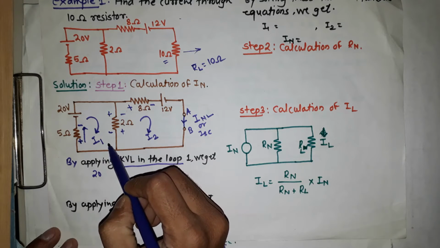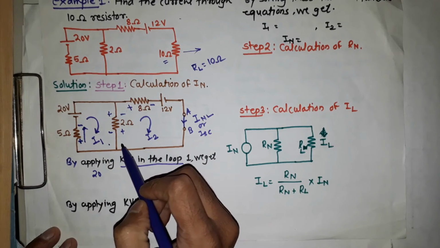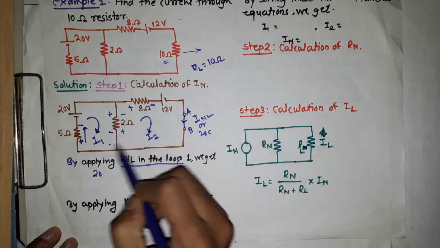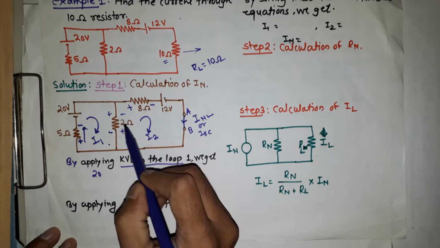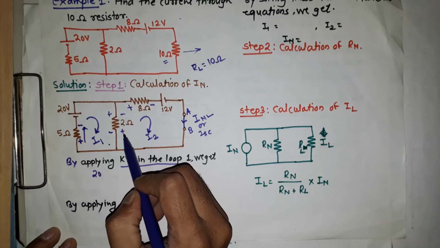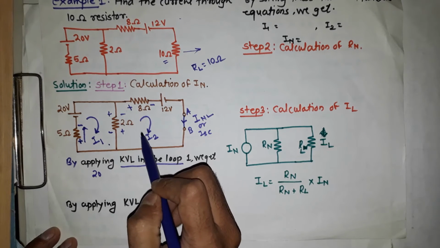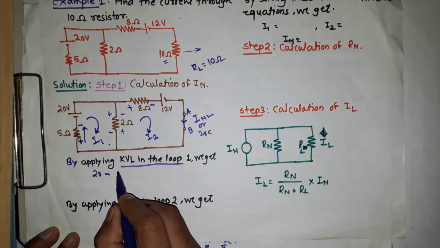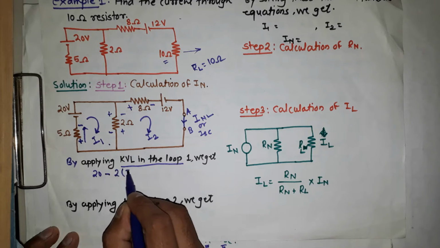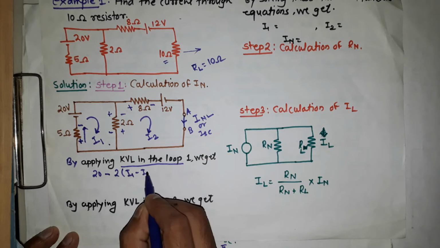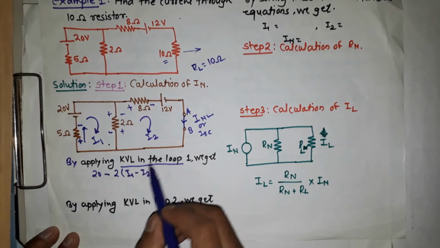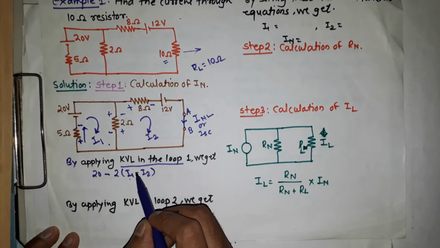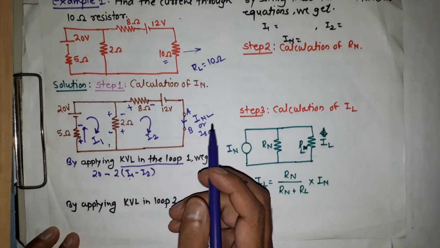But when we are considering the first loop, we have to subtract the second current from the first. That means I1 minus I2 we are considering, because the currents through the 2 ohm resistor are I1 and I2 both. So it is from plus to minus, so it is minus 2 into (I1 minus I2). Here I1 is considered first because we are considering the first loop.